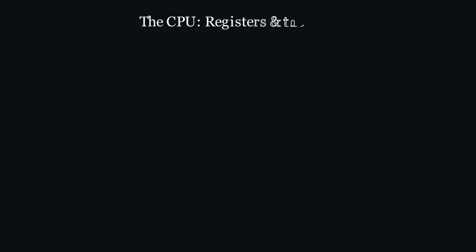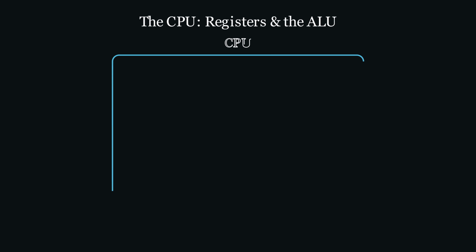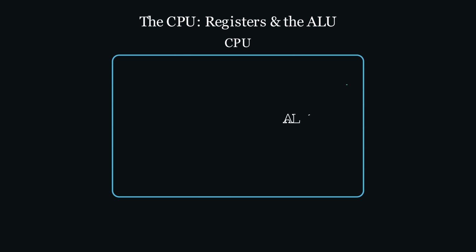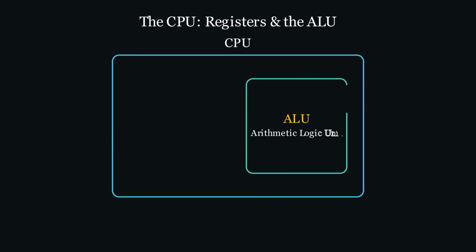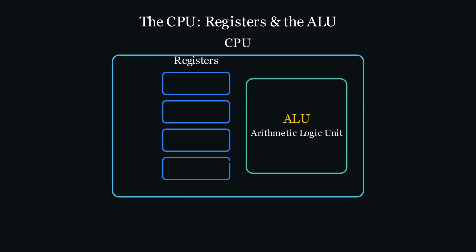All that arithmetic happens inside one component, the CPU, and specifically a part of it called the ALU, the Arithmetic Logic Unit. Right next to the ALU sit registers, tiny, extremely fast storage slots that hold the exact numbers currently being worked on. Everything else in the computer exists to feed the ALU new numbers and store what it produces.